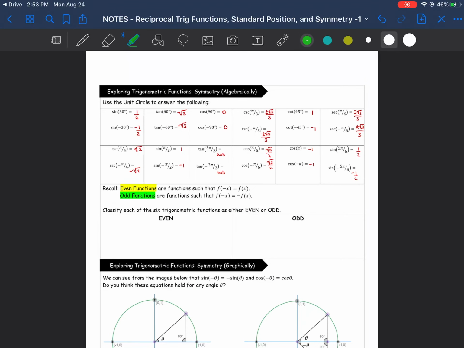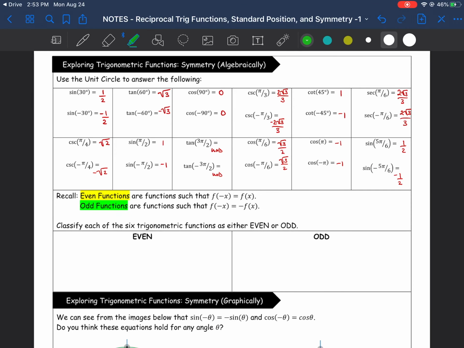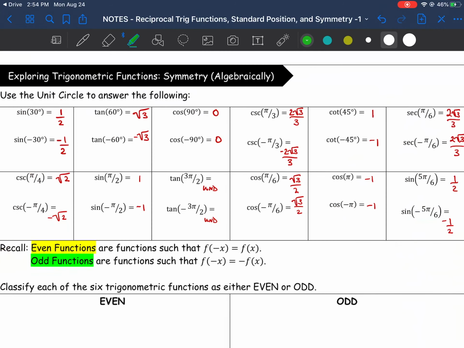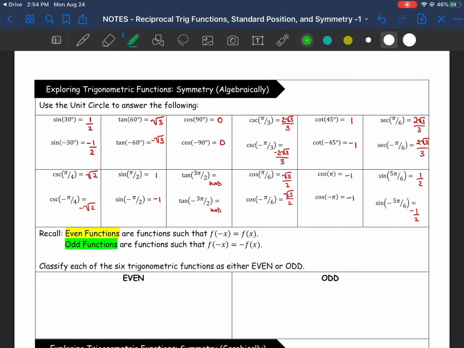All right, the last thing we want to look at is exploring symmetry of our trig functions. First we're going to look at symmetry algebraically, and then we're going to explore trig function symmetry graphically. So just to save us a little bit of time, here in the notes it says use the unit circle to answer the following. We were asked to find the sine, cosine, tangent, cosecant, secant, and cotangent of several different angles. Notice that we are finding positive angles and then negative angles.